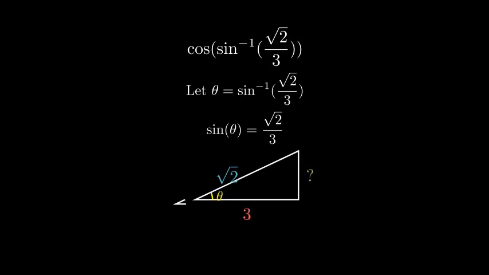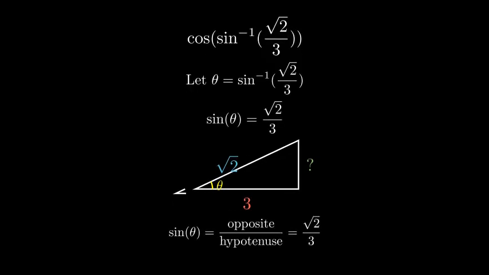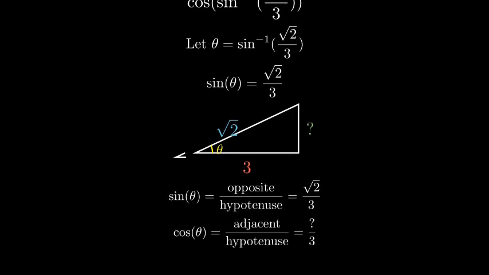In this right triangle, the opposite side is square root of 2, the hypotenuse is 3, and we need to find the adjacent side. Remember that sine of theta equals opposite over hypotenuse, which is square root of 2 over 3, and cosine of theta equals adjacent over hypotenuse. This is what we're trying to find.